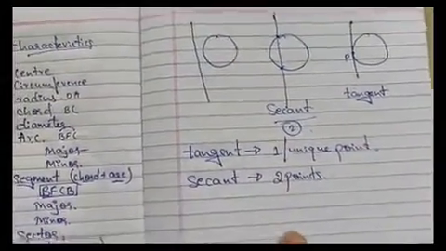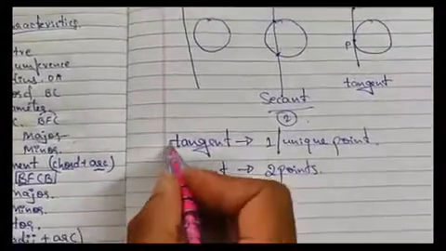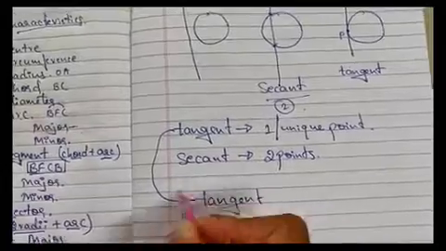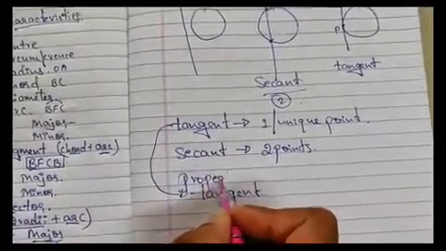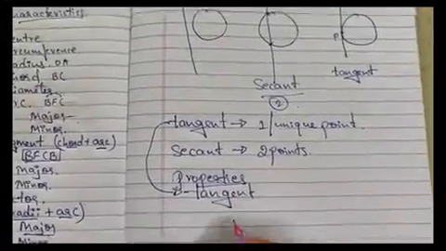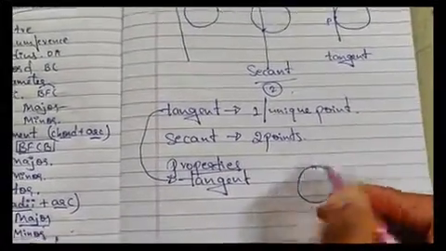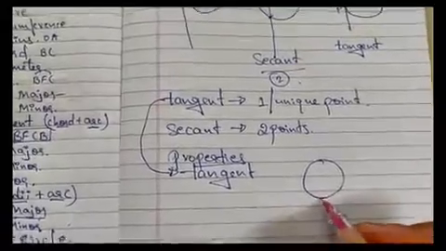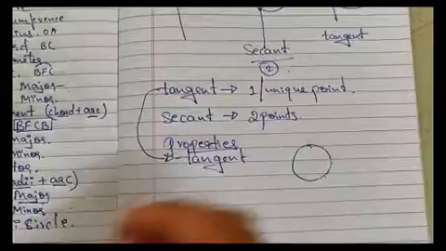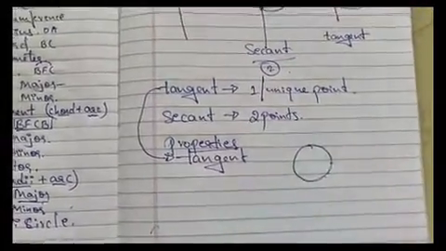So this is all about the tangent and secant. So let us continue to learn about the tangent, the properties of tangent. What are the properties of tangent? How many tangents can you draw to a circle? How many points are there on a circle? Definitely there are infinite points. So at every point you can draw tangents.